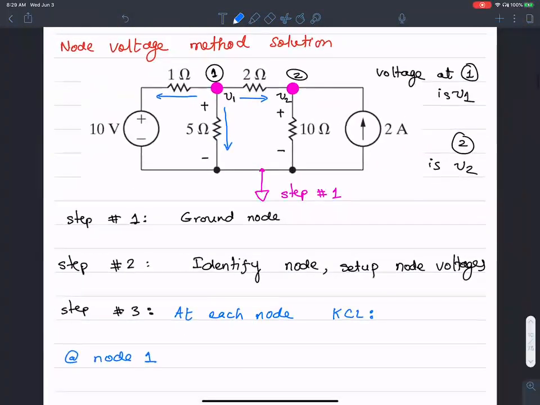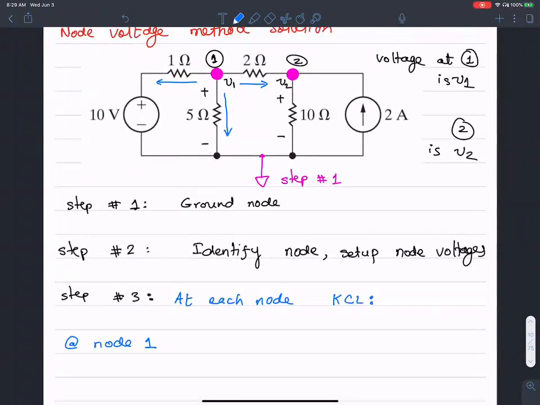So once I apply KCL at node 1, what I'm going to end up with is V1 minus 10 volts over 1 ohm. That's the current in the 1 ohm resistance. There is a voltage of V1 and a voltage of 10 over here, so the voltage drop across this resistance is V1 minus 10, Ohm's law. Plus the current going right in the 2 ohm resistance, which is V1 minus V2 over 2 ohms, plus the current going down in the 5 ohm resistance, which is V1 minus ground, because I annotated that node to be 0, over 5 ohms. All of this equals 0.